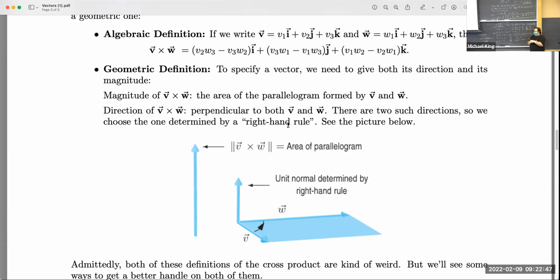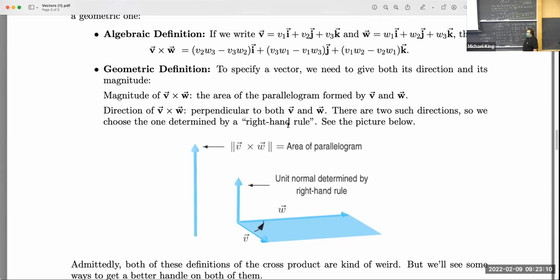That seems like something you could plausibly want to do. Maybe, I don't know. We'll see lots of good reasons why very soon, but I'm going to just create a vector perpendicular to both V and W. And then it's weird, the magnitude is given by the area of the parallelogram formed by V and W.